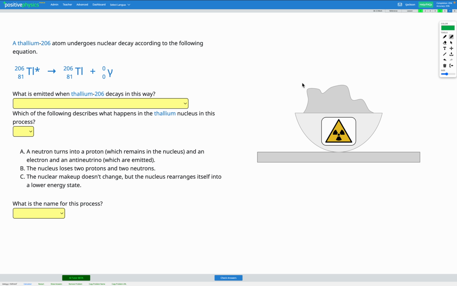We'll do one more question here. This time we have a thallium-206 atom undergoing nuclear decay. Let's again look at what's going on. So to start with, we've got thallium with an atomic number of 81 and a mass number of 206. We've got 81 protons because our atomic number is 81, and we've got 206 minus 81, which is 125 neutrons.